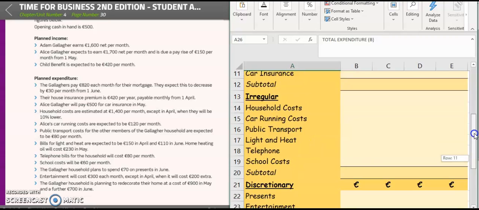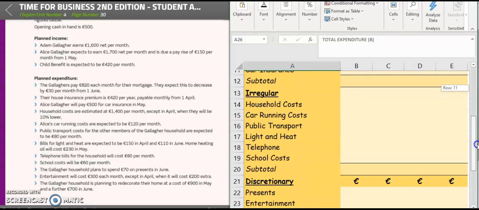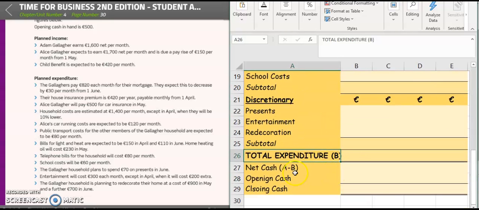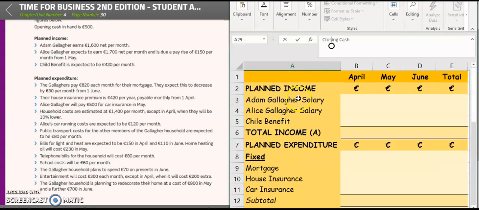So I'm going to divide this up into 3 videos. The first video is going to look at your planned income. The second video is going to look at your planned expenditure. And your third video then is going to look at how to calculate the net cash, your opening cash, and your closing cash. So let's start off with the planned income.